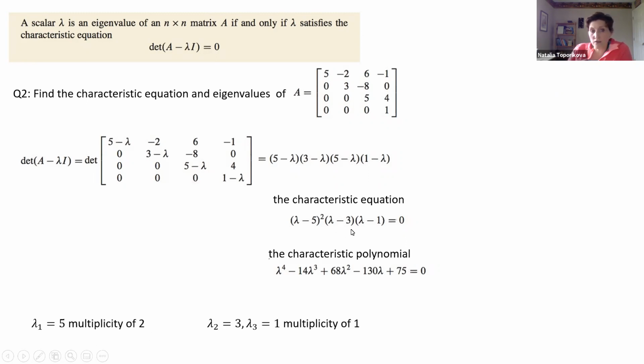There are 2 other values of lambda from the second and third terms. The second term gives us lambda equal to 3. The third one gives lambda equal to 1. And because the power of both of them is 1, they have a multiplicity of 1. And that's how you can find the characteristic equation of a triangular matrix. Those are really pleasant to work with. Every time you can reduce your matrix to a triangular form, your characteristic equation and finding the eigenvalues are very nice and easy.